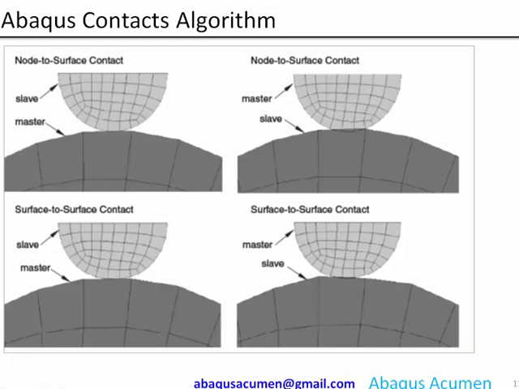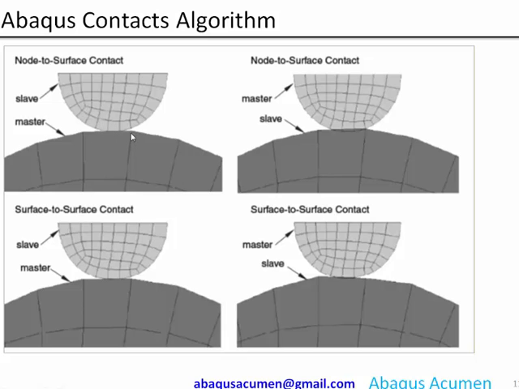In Abaqus there are a lot of algorithms: node to surface contact, surface to surface contact, finite sliding, infinite or small sliding, and different parameters. We will slowly build up on what the different algorithms are. Let's start with a very simple node to surface contact and surface to surface contact. In Abaqus, node to surface contact is a one-way contact. One-way contact means the penetration of slave nodes is checked on the master surface, and the penetration of master nodes on a slave surface is not checked.